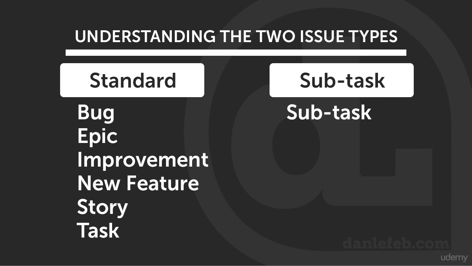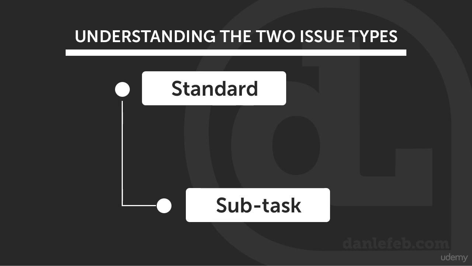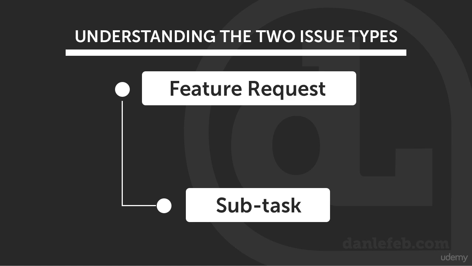Now, the way that these different issue types work in JIRA is that you're going to have your standard issue type that is basically the parent in the hierarchy, and then subtask, as you could probably guess, is going to be the child in that hierarchy. So, for example, let's say we have a bug standard issue type. So, bug is a standard issue type, and then subtask would live underneath that standard issue type. Same with story. Same with feature request. These are all just examples of the different standard issue types and then the subtask issue type beneath it.